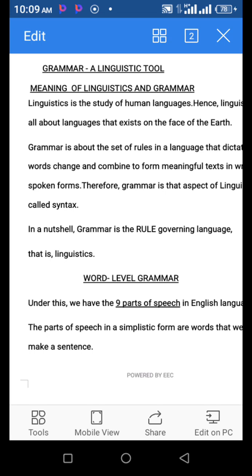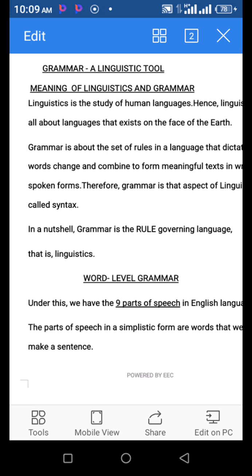Let us move on. We have what we call word level grammar. In this word level grammar, we're talking about the 9 parts of speech in English language. What are the 9 parts of speech in English language? The 9 parts of speech in English language, in a very simplistic form, are words that we use to form our sentences in English language. The parts of speech, remember, are words that we use to form our sentences in English language. Examples, and we have 9 parts of speech called the 9-word level.